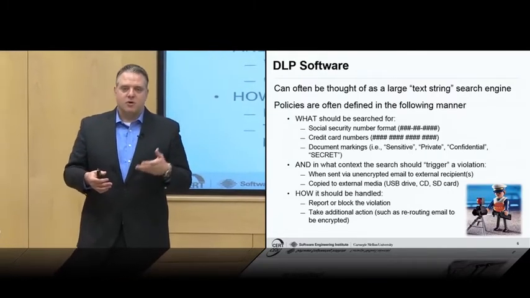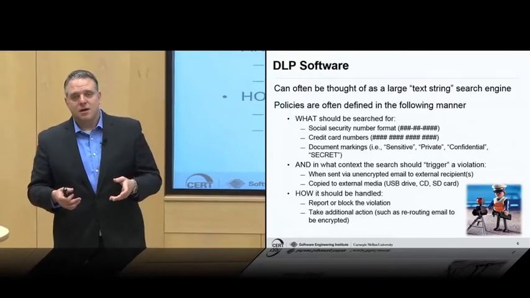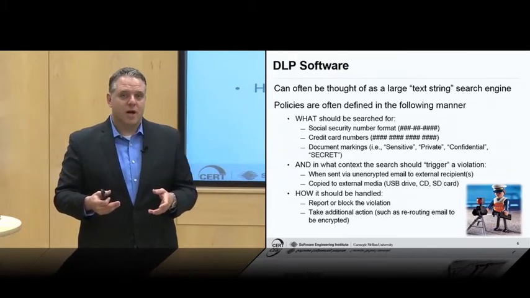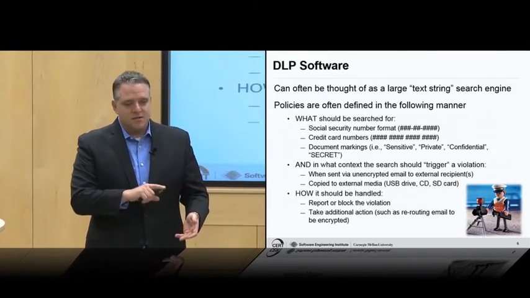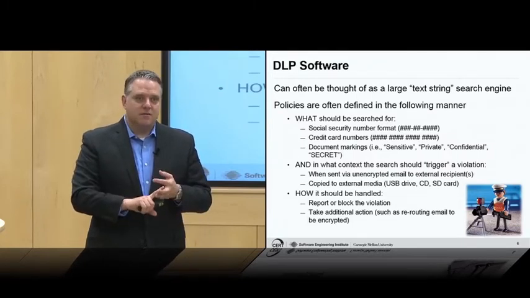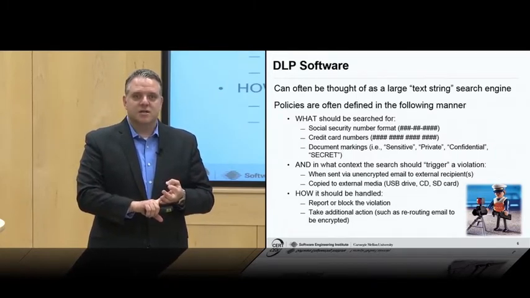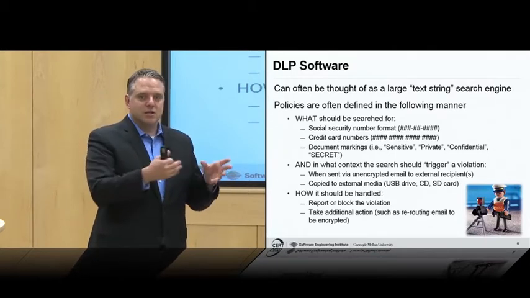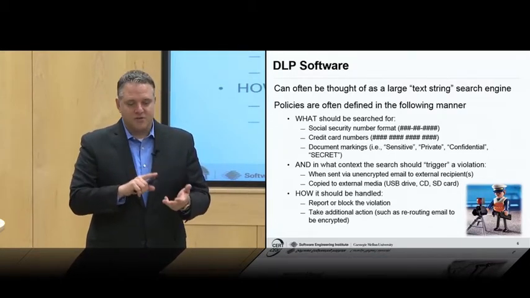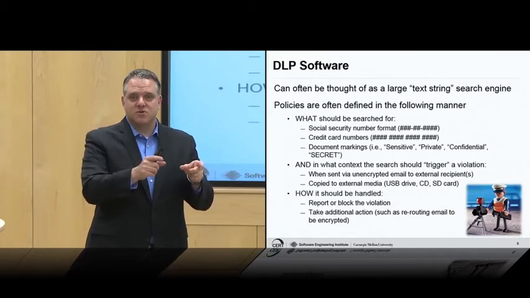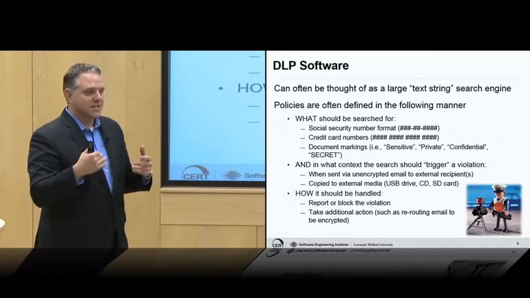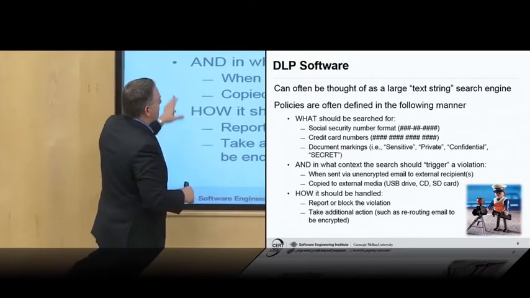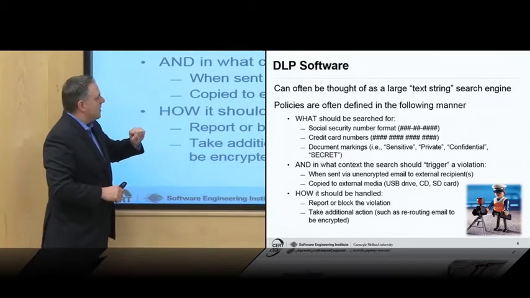Are we looking for document markings, like perhaps we have a data classification program and we've said, all right, we've got sensitive data, public data, and absolutely confidential, do not disclose data. Well, if all of our data is marked, then we can look through PDF files, Word documents for those particular strings, and we can more easily detect that type of information going out the network. So I define what should be searched for.